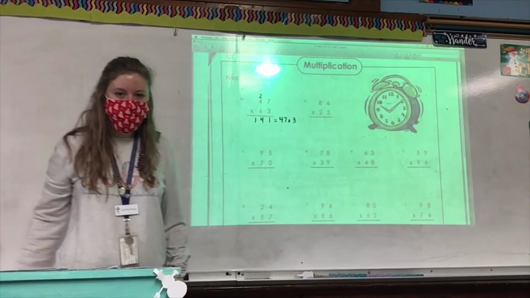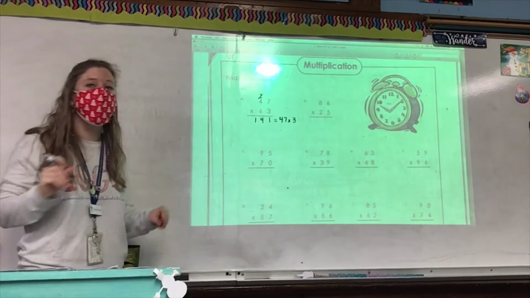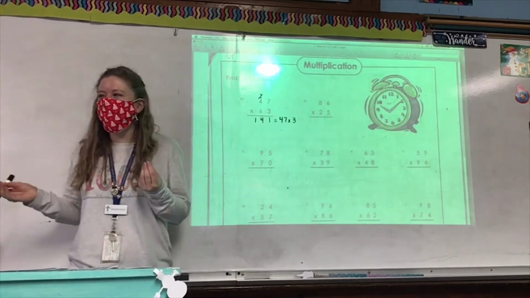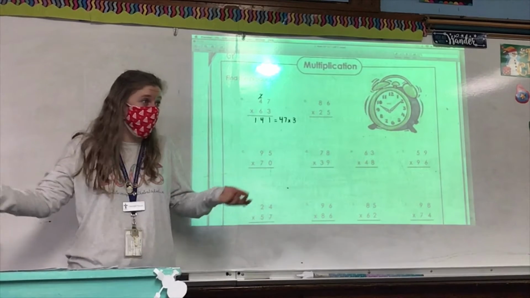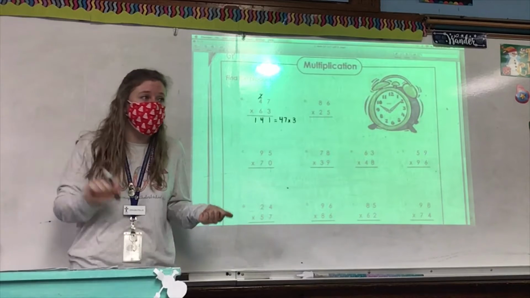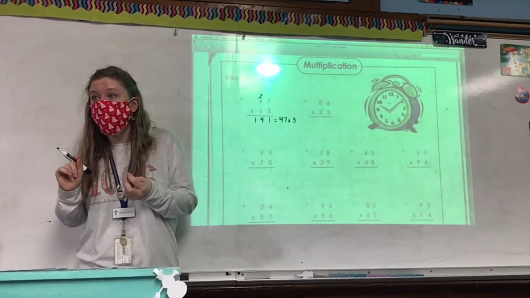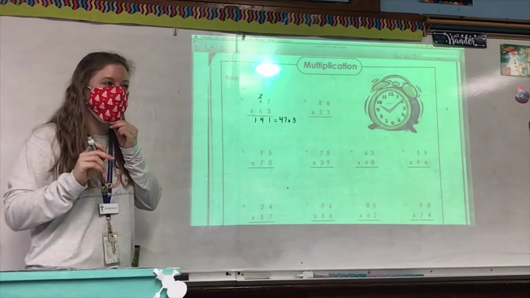Cross off the regroup number. I need to cross out any regroup numbers from when I multiplied my ones. Am I always going to have a regroup number to cross out? Not always. Do I always need to regroup every single time, no matter what? No, I don't. But should I always check for that? Yes. Okay. Now I'm ready to multiply the tens.